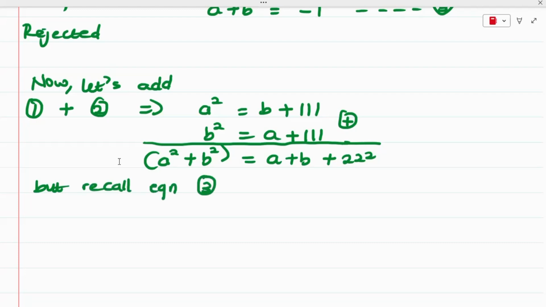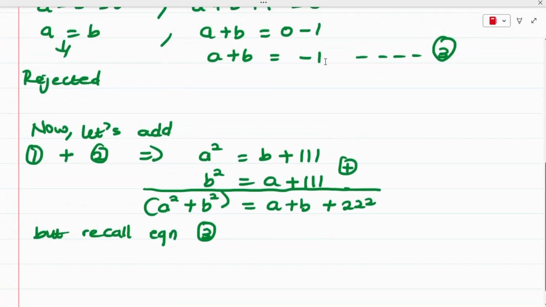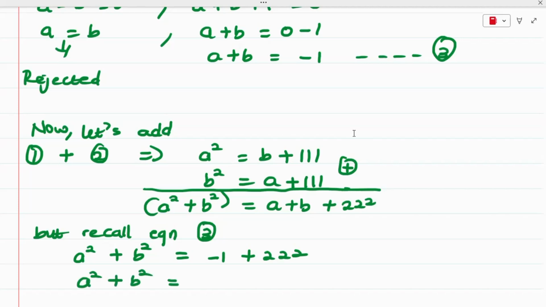But we want to simply recall equation 3. Now recalling from equation 3, we have that a plus b is equal to minus 1. So this implies that a square plus b square is equal to a plus b, which is minus 1. So we have minus 1 plus 222. So a square plus b square is equal to minus 1 plus 222, which will give us 221, and we are going to call this equation 4.